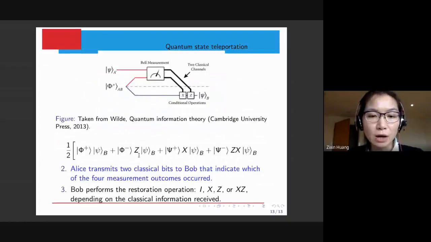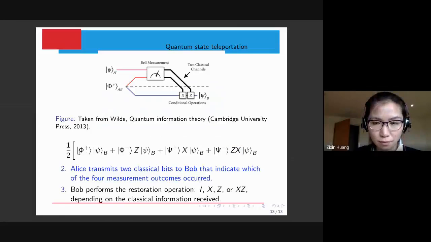So now she transmits 2 bits of classical information to Bob, which indicates which of the 4 measurement outcomes has occurred. So remember from before, in the teleportation protocol, the 00 would correspond to the identity. The 01 would correspond, say, to the Z. The 10 would correspond to the X. And the 11 would correspond to the Z and the X.